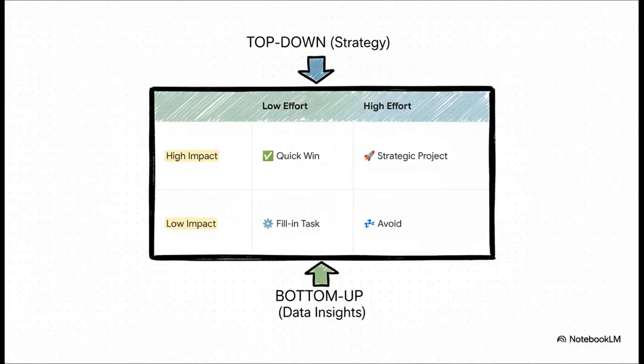Well, the answer is a simple but incredibly powerful tool, the prioritization matrix. All you do is map out each potential project based on its expected impact versus the effort it's going to take. Now, anything in that bottom right corner, low impact, high effort, you just avoid those. But that top left corner, high impact, low effort, those are your quick wins. And that is absolutely the best place to start. They deliver real value fast and they build incredible momentum for your team.